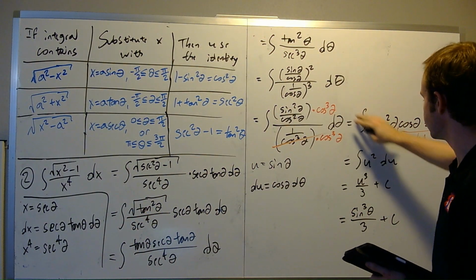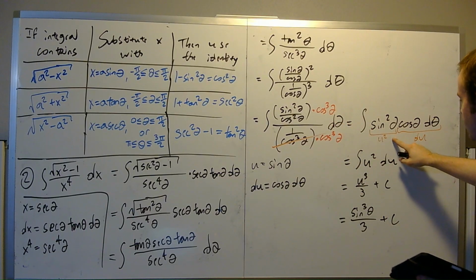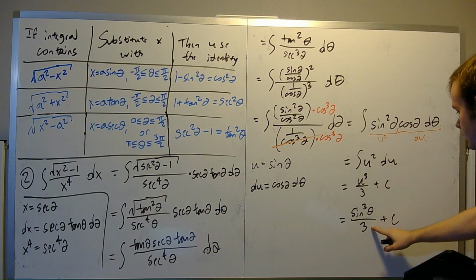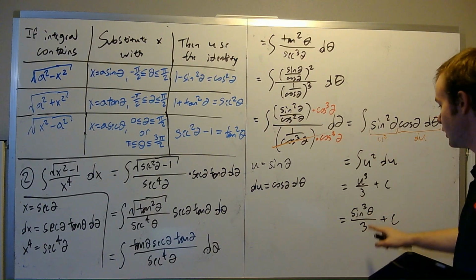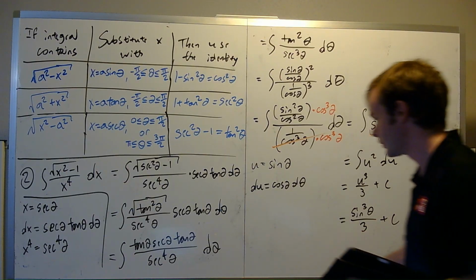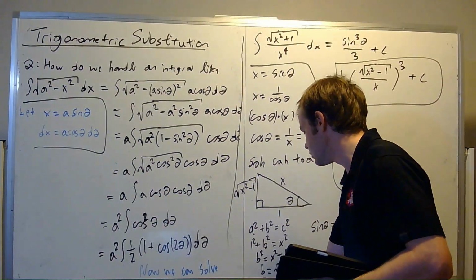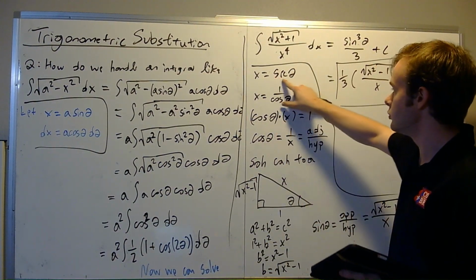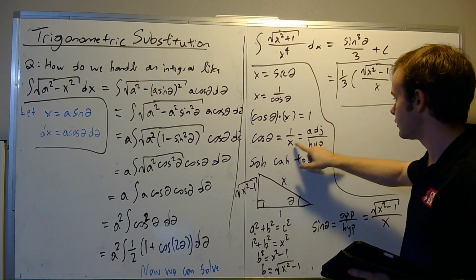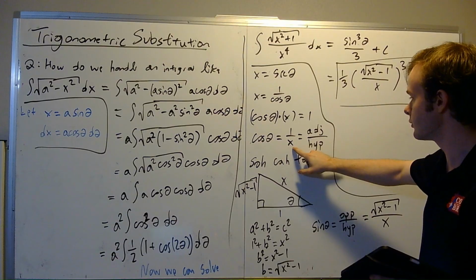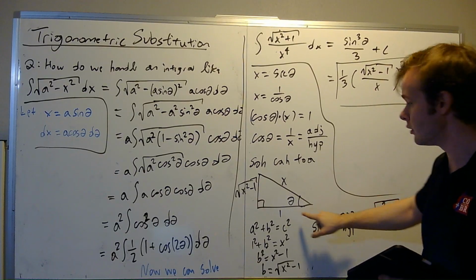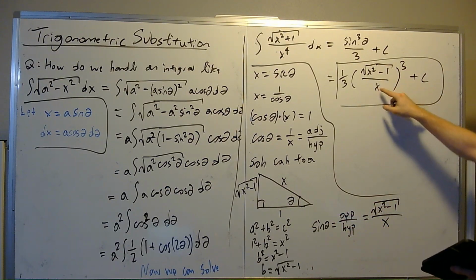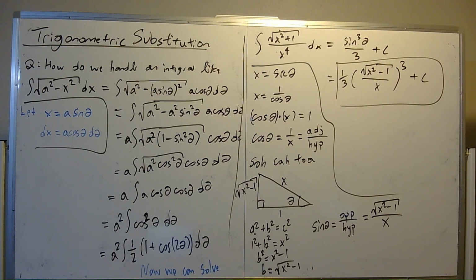We use our identities to get down to this point. And then we just do a u substitution to get to here. Now we've got our answer, except it has theta in it instead of x. So we need to figure out what sine theta is equal to. To figure that out, we use what we set x to be equal to. We reverse engineer that to say cosine theta is 1 over x, which is the same thing as adjacent over hypotenuse. We then use this triangle to figure out what sine theta is equal to, and then we plug in what sine theta is equal to.